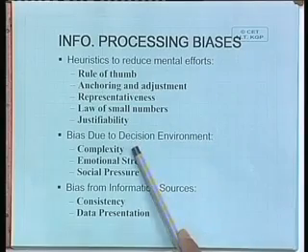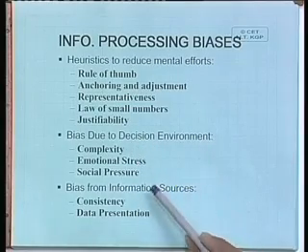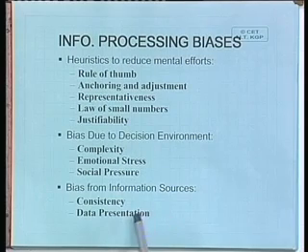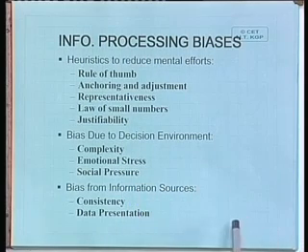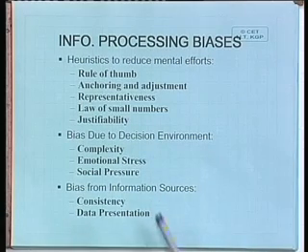Then there are different biases due to decision environment, such as complexity, emotional stress, social pressure. These are very important factors based on which the decision environment can be highly modified, in which the person is making decisions. Then bias from information sources. The information source may not be consistent or data presentation may not be available.